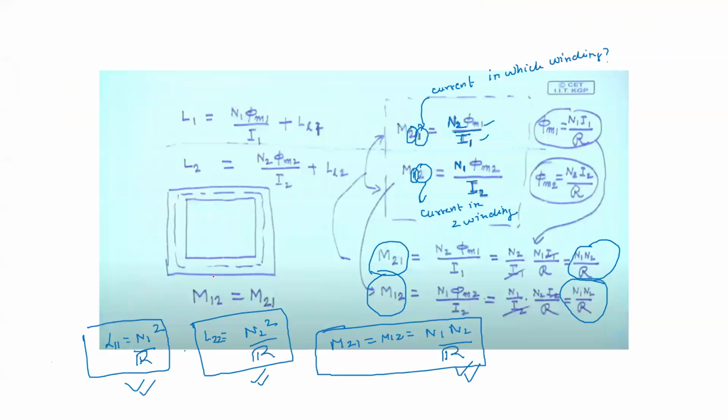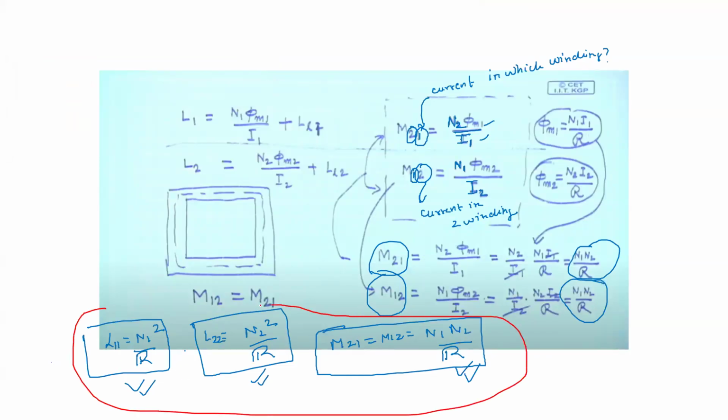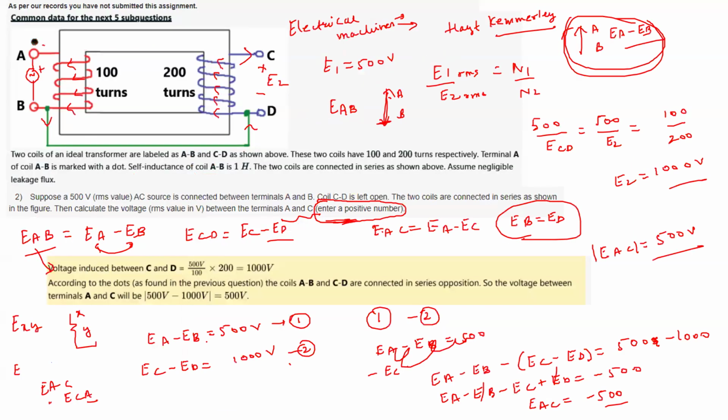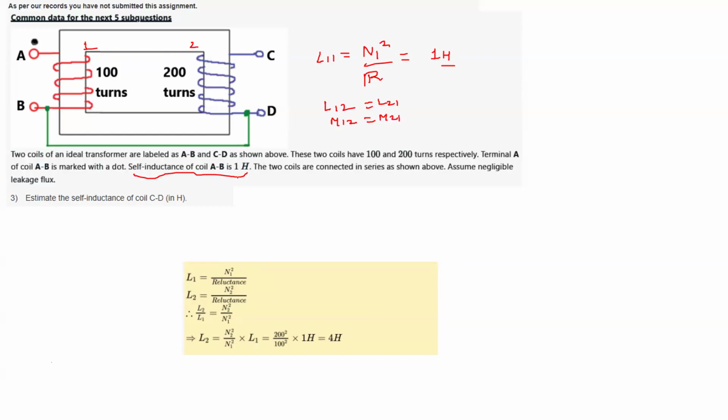So here you see I have mentioned the inductance values also. They are saying in the question that the self-inductance of coil AB is 1 Henry. So self-inductance L11 is 1 Henry. Now they are asking you to find the self-inductance of coil CD, which is L22. So L22 is N2 square by reluctance.